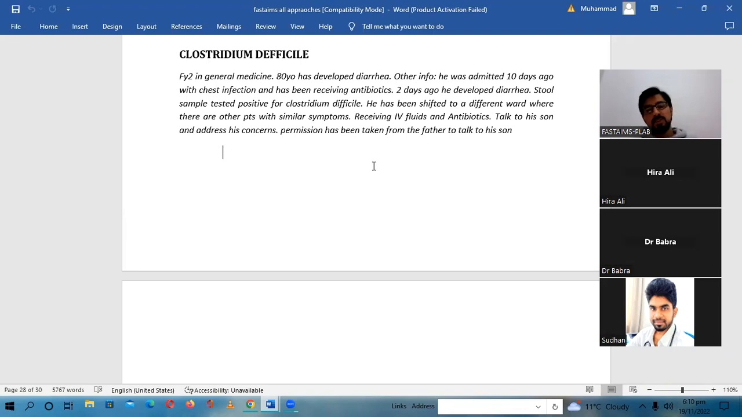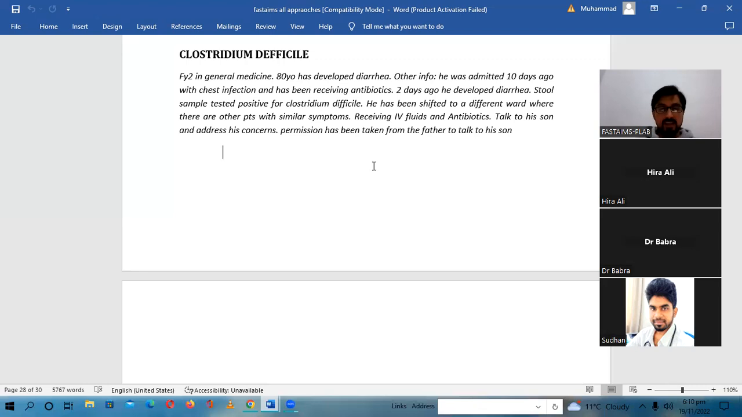And then you need to explain it to the son that, okay, as we discussed, your dad was admitted with chest infection and he was given antibiotics to treat this. Unfortunately, your dad developed diarrhea 2 days ago. And when someone develops diarrhea, we send a stool sample to the lab to check what is the cause of the diarrhea. When we got the result, unfortunately, it showed that he developed diarrhea due to a bug called Clostridium difficile.